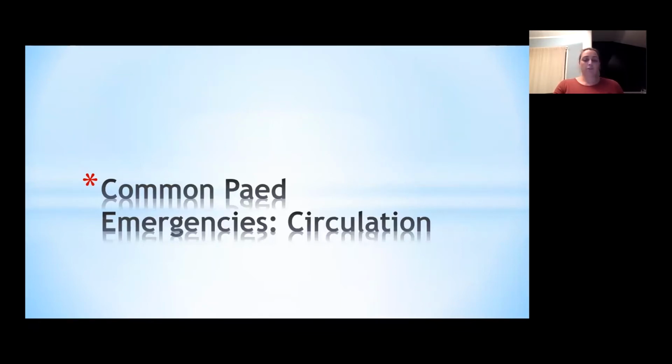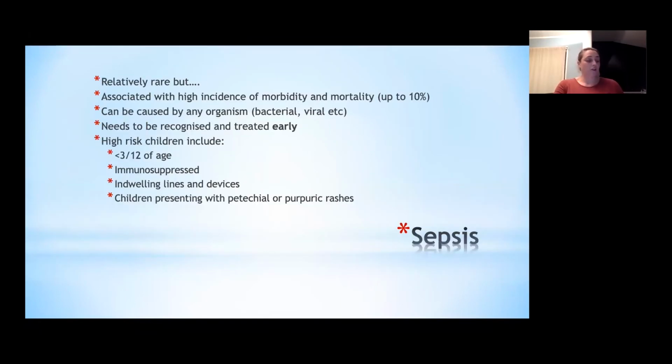So in terms of common paediatric emergencies for circulation, sepsis is relatively rare, but it is associated with a really high incidence of morbidity and mortality. About 10% will actually pass away from sepsis. It can be caused by any organism, bacterial or viral. It needs to be recognised and treated early, and I think worldwide, we're very bad at that. It's really hard to detect sepsis, especially in kids.